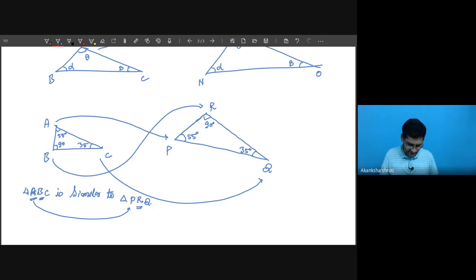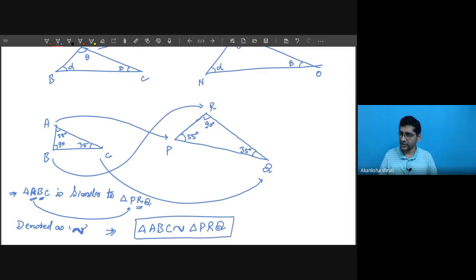So this is the big statement. Therefore, it is denoted by this sign. This is the wiggle sign or tilde sign. So using this tilde, how do we write this bigger statement? Simply, triangle ABC is tilde with, or similar to, triangle PRQ. It is this one simply. The condition followed is that all the respective angles are equal.